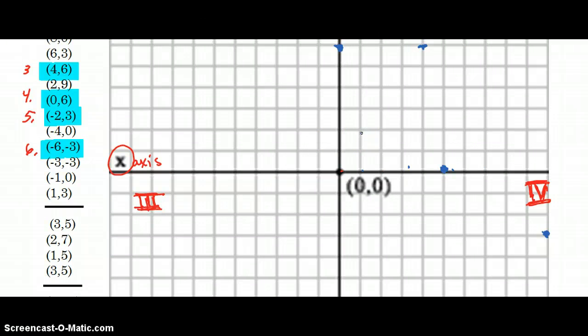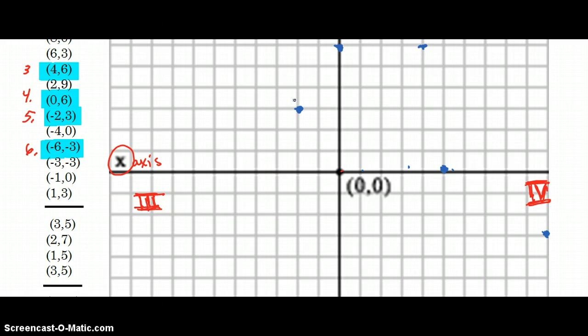And on number 5, it starts with a negative, so you're going to go to the left a couple, so you'll go negative 1, negative 2, and then you're going to go up 3, which would be 1, 2, 3. That is negative 2, 3.